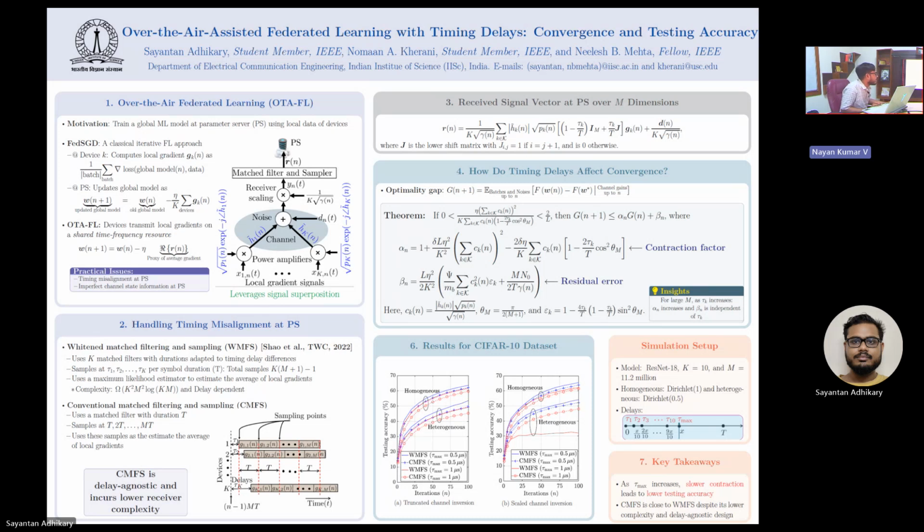So the key takeaways are as follows. As tau max increases, the slower contraction leads to a lower testing accuracy and a higher loss. And CMFS is really close to WMFS despite its lower complexity and delay agnostic design.